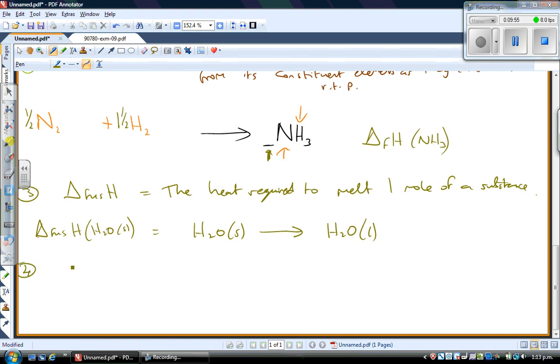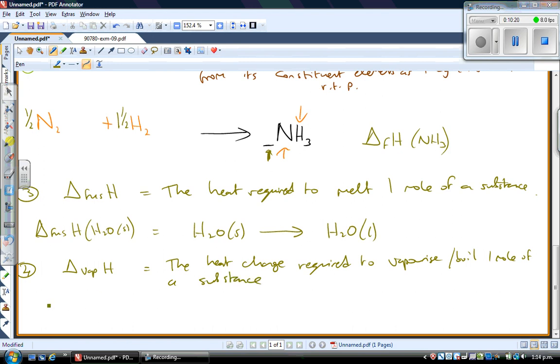And then the fourth possible reaction type we can be studying the enthalpy change for will be enthalpy of vaporization. So this is the heat change required to vaporize or boil 1 mole of a substance. So in this case, if you're asked to write the delta VAP for water being vaporized, you're starting with a liquid, then it's going to be liquid water being heated to turn into gaseous water or water vapor.